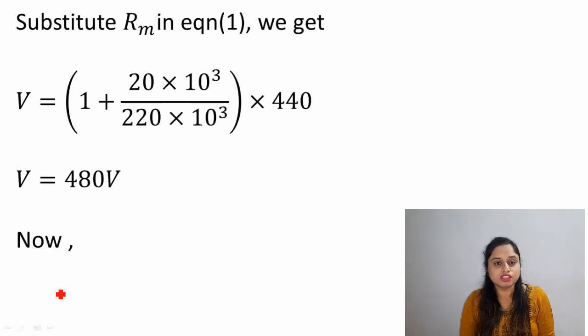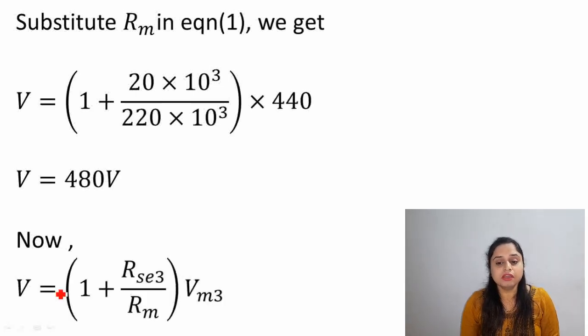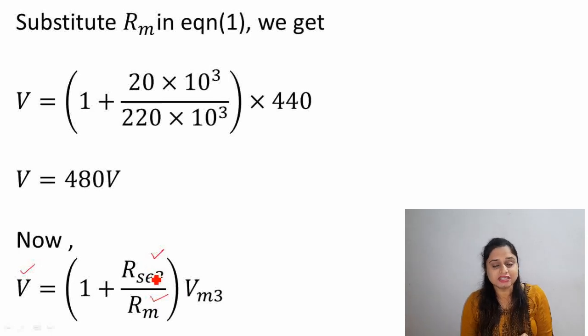Now for the third condition, what will the equation be? V equals (1 plus RSC3 by Rm) into Vm3. Here the voltage across the load will remain the same for all the conditions, and the resistance of the meter will also remain the same for all three conditions. Only the series multiplier resistance, that is the RSC, is changing, and according to that the voltmeter reading will get changed, that is Vm3.